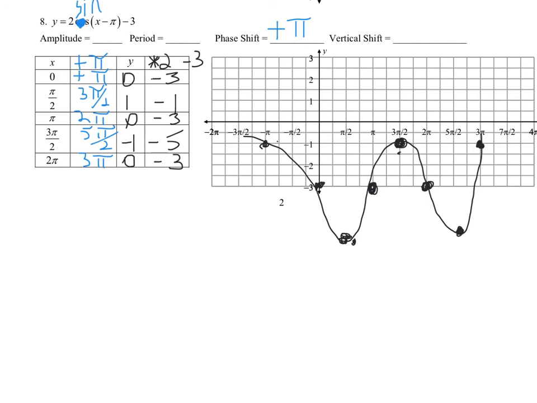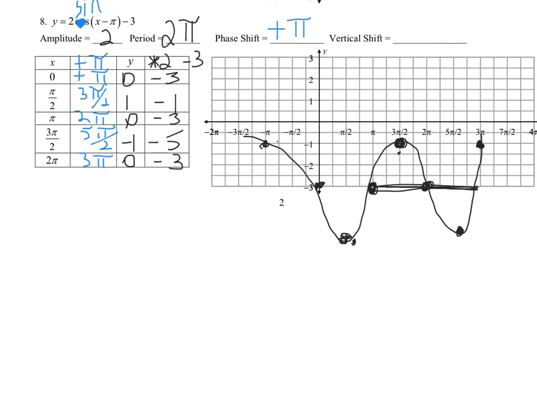Amplitude. Amplitude is 2, same as before. You look at this number right here to see what the amplitude is. That's 2. We stretched it by 2, so amplitude is 2. We didn't change the period, so it's still 2 pi. Another way you could look at that is, how long did it take for the pattern to repeat? So from here to here, how far is that? Well, from pi to 3 pi is 2 pi.